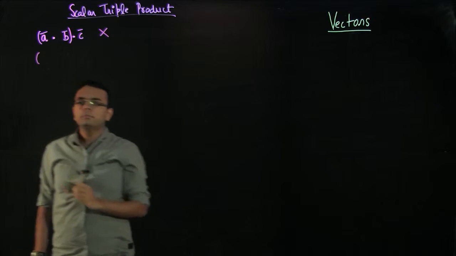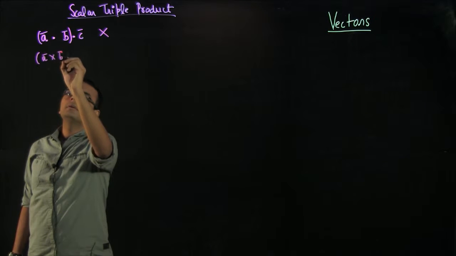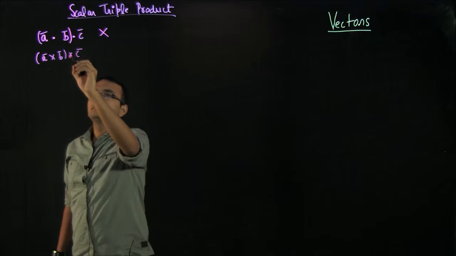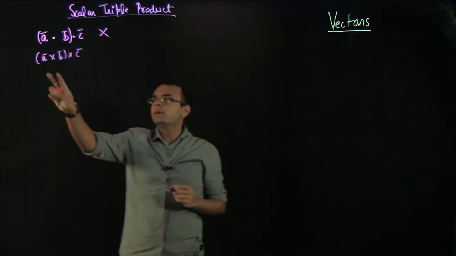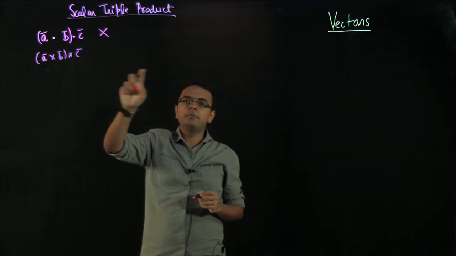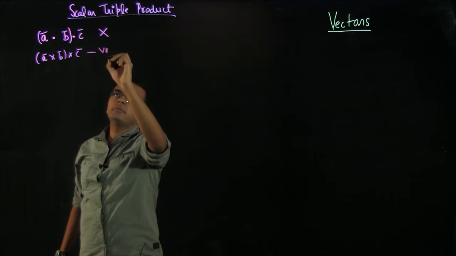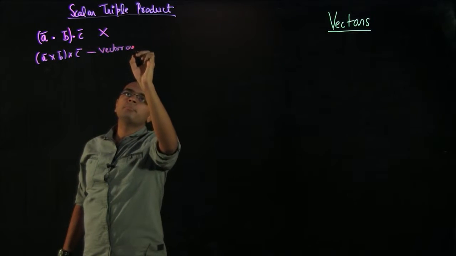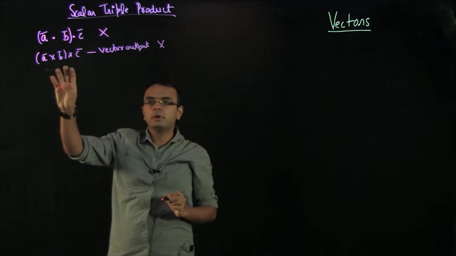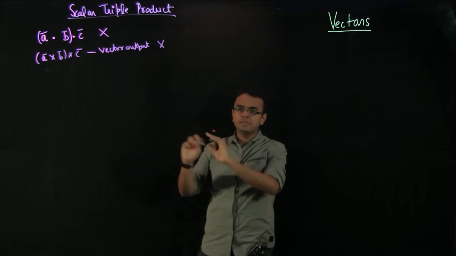Can I do A cross B cross C? This would mean that this is a vector quantity, and then I am taking a vector cross another vector. That will give me a vector output. This operation is not possible. This would give me a vector output, but we want a scalar output, so this is also not possible. We will also be discussing what kind of product this is, but that is a part of the next video. But this will give me a vector output, so this is not good for us.